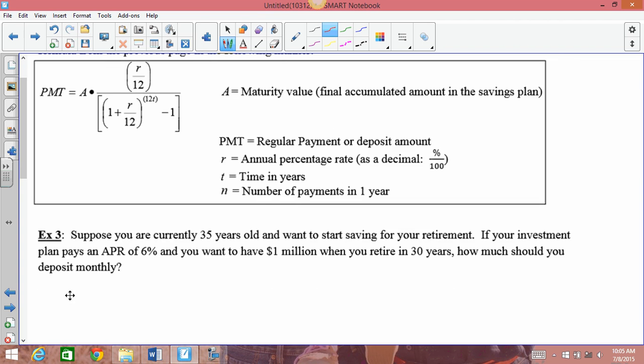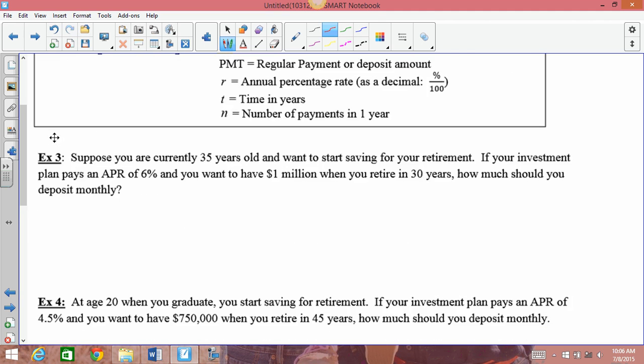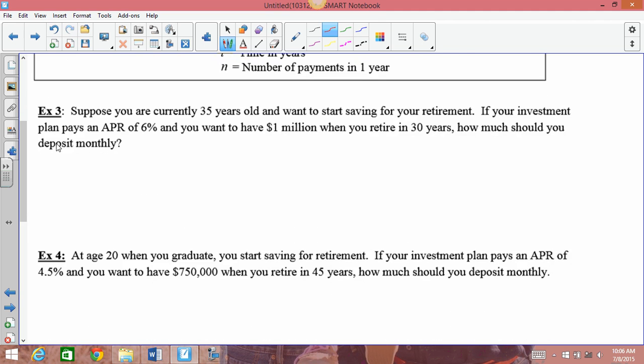In example 3 then, it says, suppose you're currently 35 and you want to start saving for your retirement. If your investment plan pays an APR of 6%, that's your interest rate, you want to have $1 million when you retire in 30 years. How much should you deposit monthly? So you're trying to figure out what your monthly payment should be. So I'm going to use that formula up there.